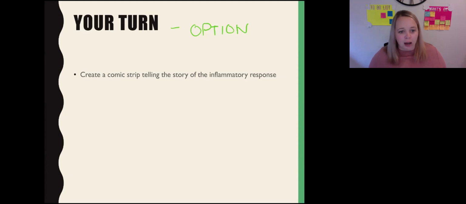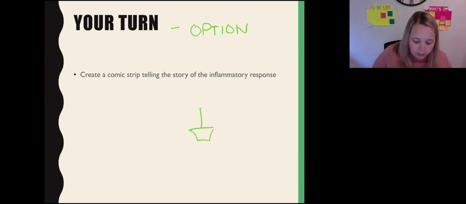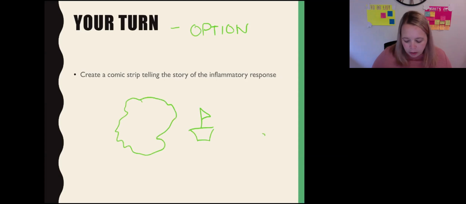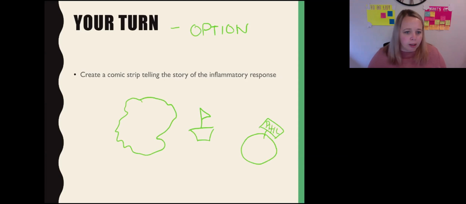It doesn't have to be an artwork. It can be stick figures. You can make things look different. So I like to make my mast cells look like this. You can make your macrophages look like big blobs. You can make your neutrophils have a little label on them that says fill. Anything you want, really. It doesn't really matter, but it's about working through the process over and over again.